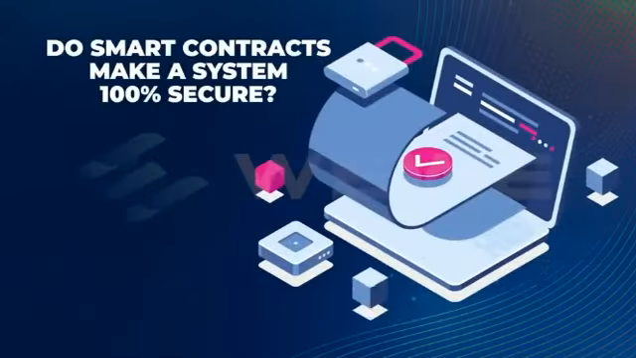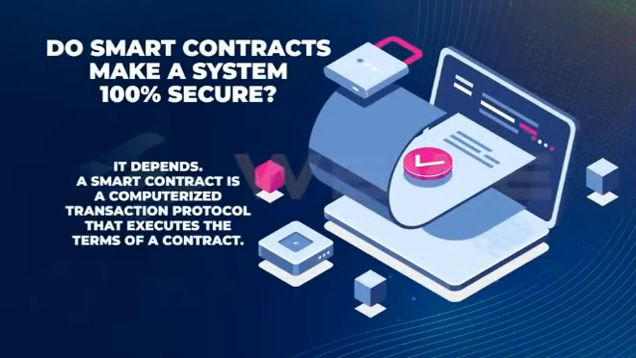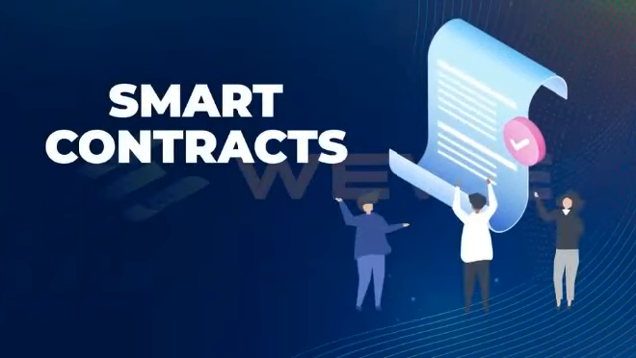Do smart contracts make a system 100% secure? It depends. A smart contract is a computerized transaction protocol that executes the terms of a contract. It all depends on how the contract has been written. Smart contracts are computer code written by humans. This poses several risks, as the code is subject to vulnerabilities and bugs.